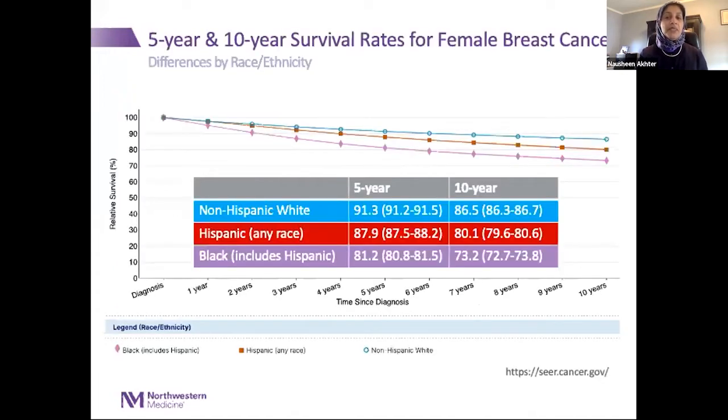This slide is very familiar to this audience. Breast cancer has increased in survivorship in the past decade, with the overall 5-year survival rates between 81 to 91%. However, there are important differences still in race and ethnicity. As you can see here that the 5-year survival in Black patients is lower than the 10-year survival in non-Hispanic white patients.